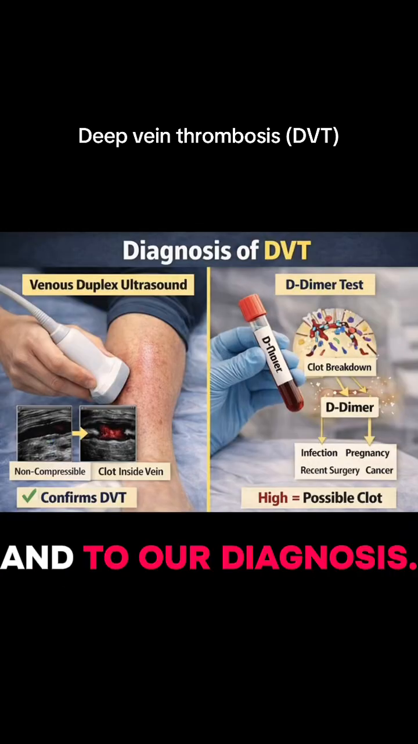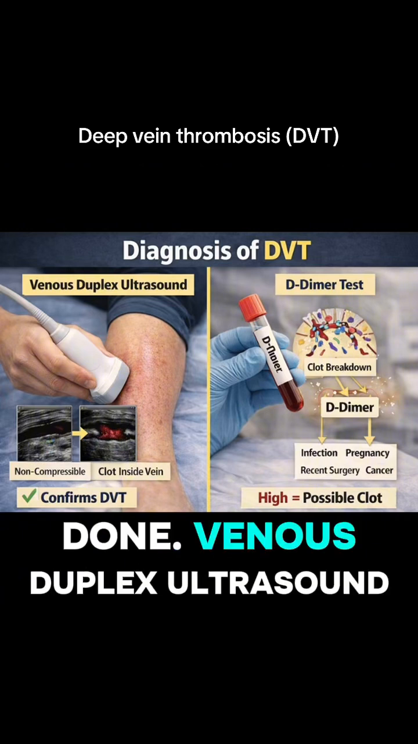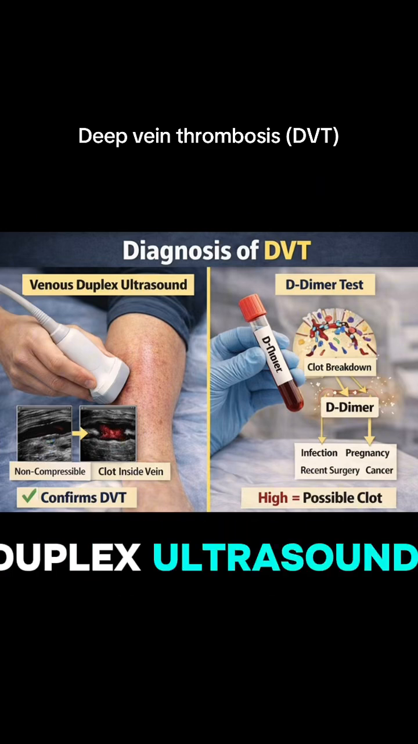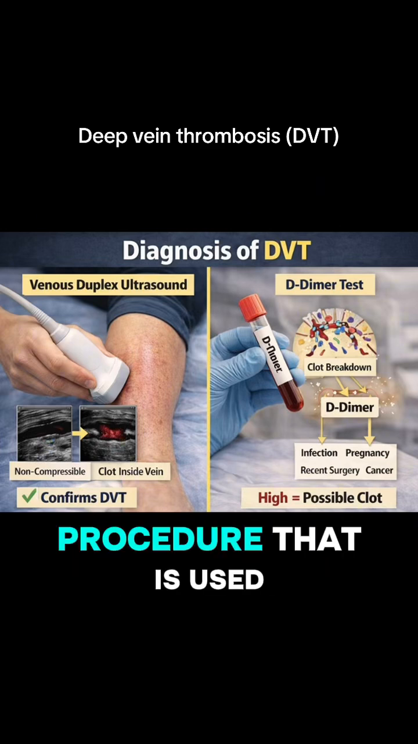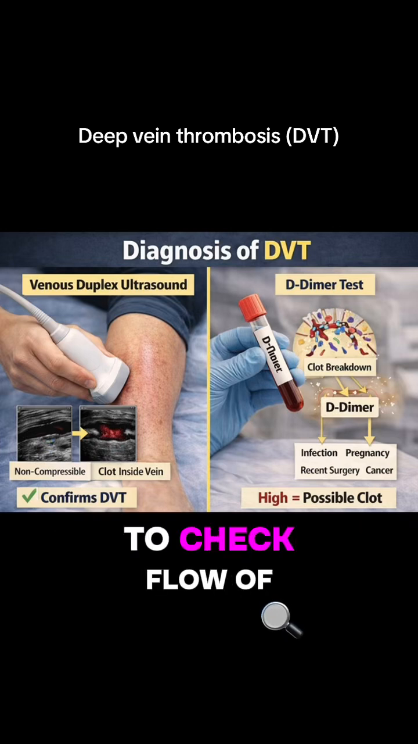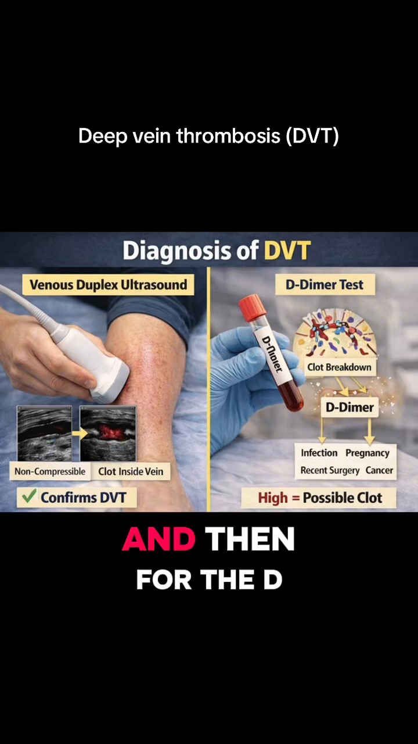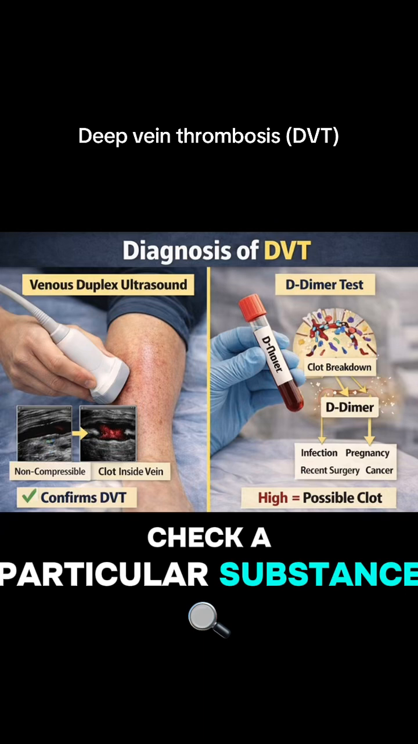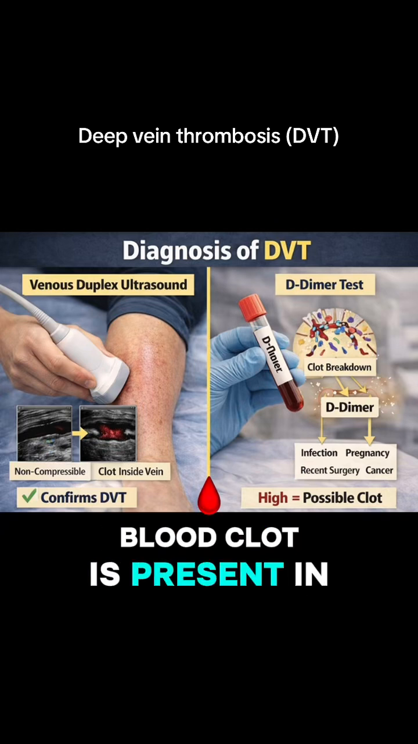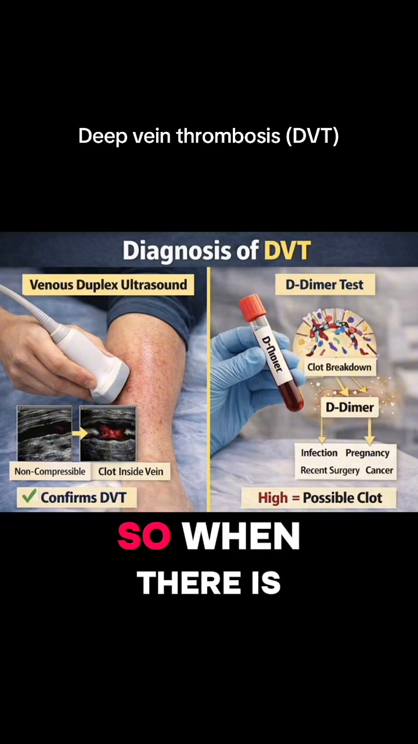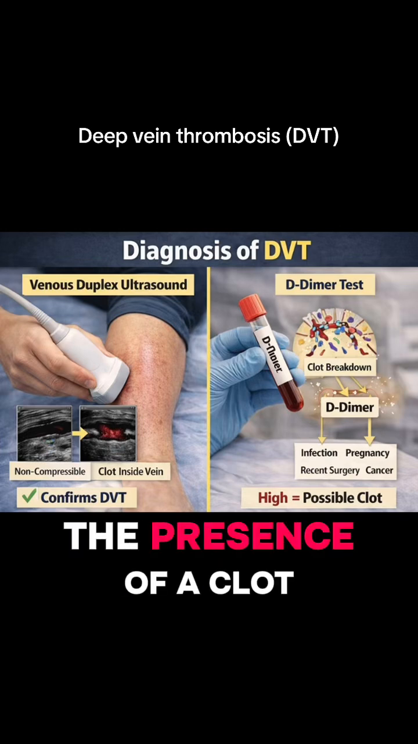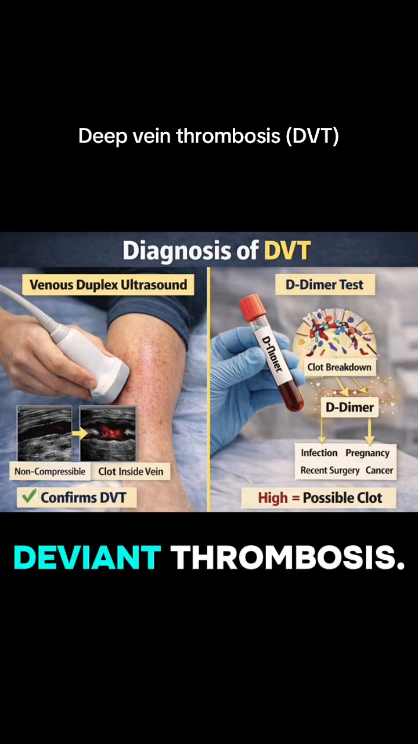And to our diagnosis, D-dimer can be done, and venous duplex ultrasound can also be done. The venous duplex ultrasound is a non-invasive procedure that is used to check the flow of blood in the veins. The D-dimer checks a particular substance that is released when a blood clot is present in the vessel. So when there is an increase in D-dimer, it's indicative of the presence of a clot, which would be a deep vein thrombosis.